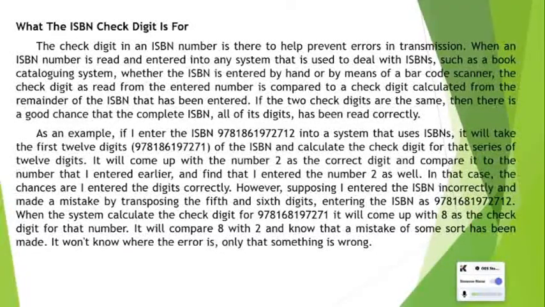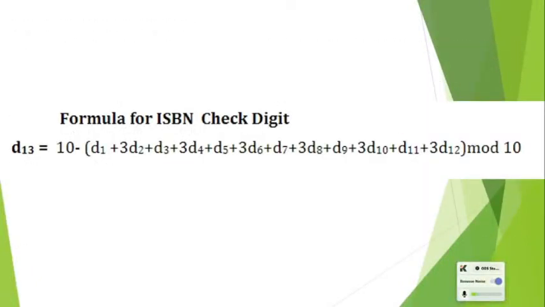However, supposing I entered the ISBN incorrectly and made a mistake by transposing the 5th and the 6th digits, entering the ISBN as 978-16819-72712. It will compare 8 with 2 and know that a mistake of some sort has been made, and you won't know where the error is. Only that something is wrong. Mag-error yan.